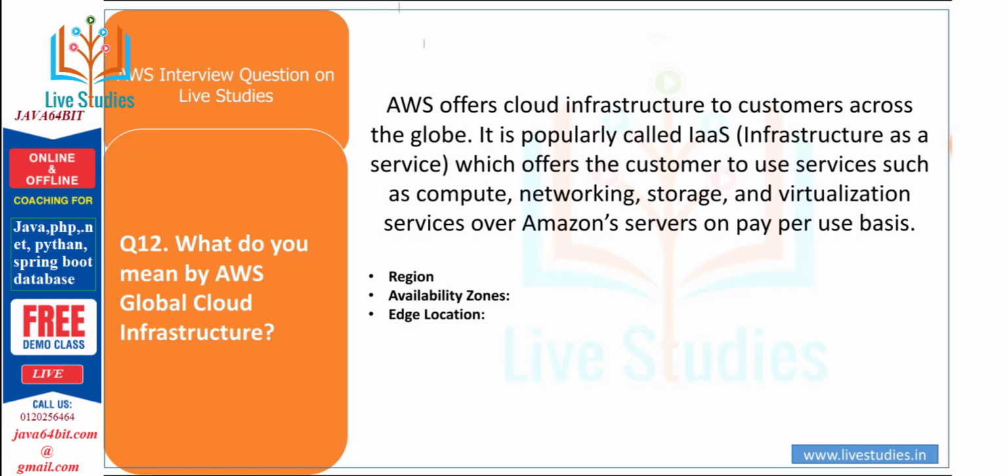Availability zone means the city or location in the region where Amazon has its fully operational data center that offers all offerings and cloud services to its customers in this zone. Edge location means the location where networking and content delivery resources are available along with other services of the Amazon cloud, such as compute, storage, database, and other services to the customer.